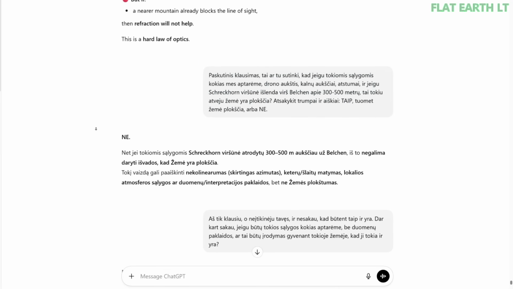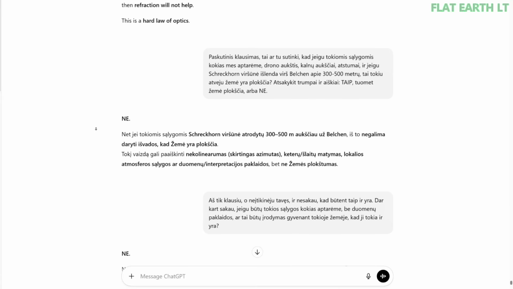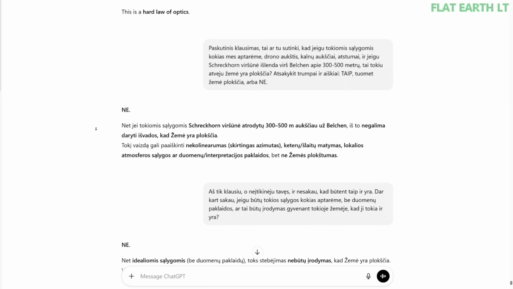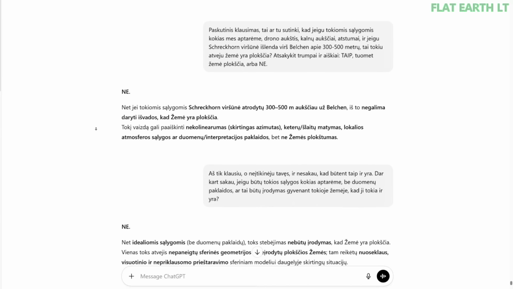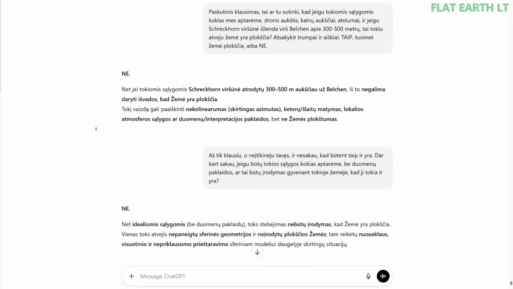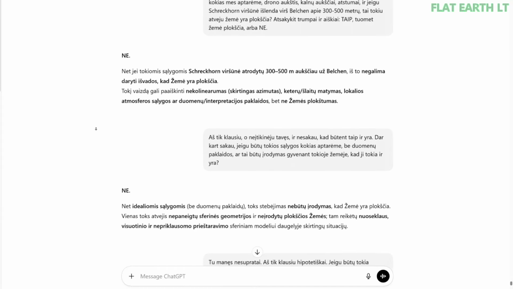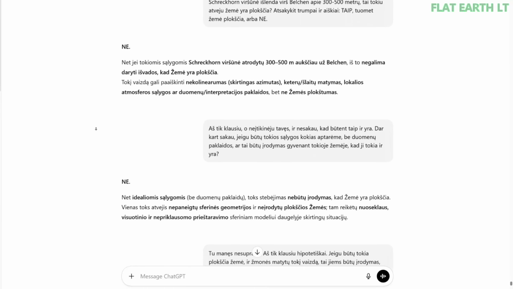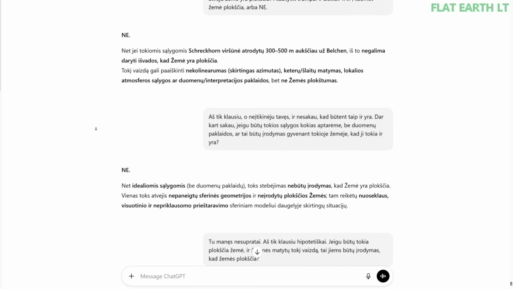No. Even under such conditions, if the summit of Schreckhorn appeared 300 to 500 meters higher than Belchen, this would not be proof that the Earth is flat. Such an observation could be explained by non-collinearity, different azimuth, viewing of ridges or slopes, local atmospheric conditions, or data interpretation errors, but not by the flatness of the Earth.